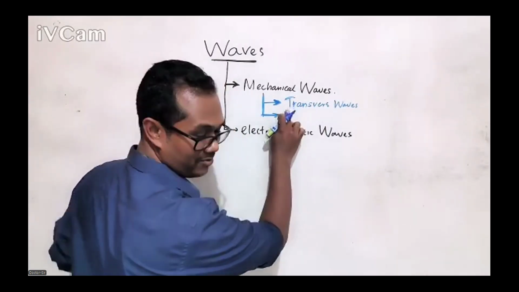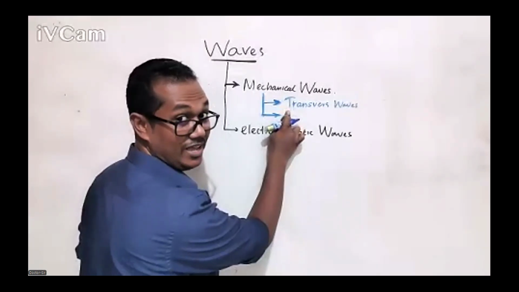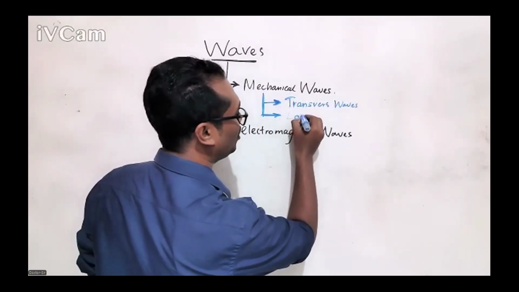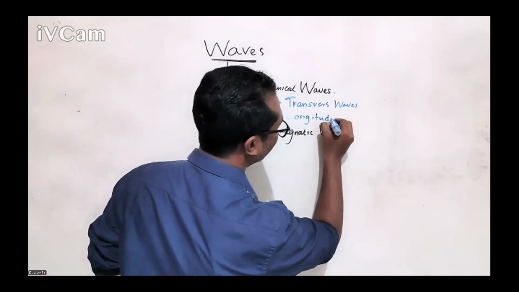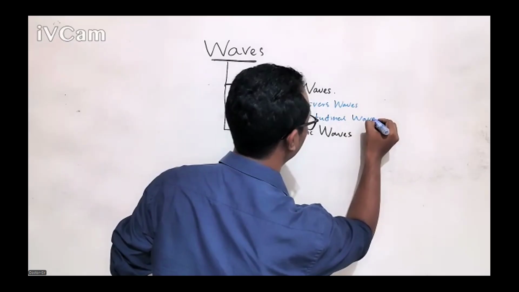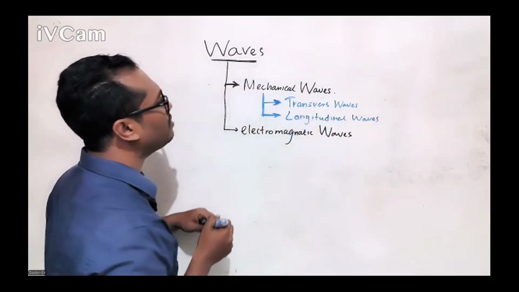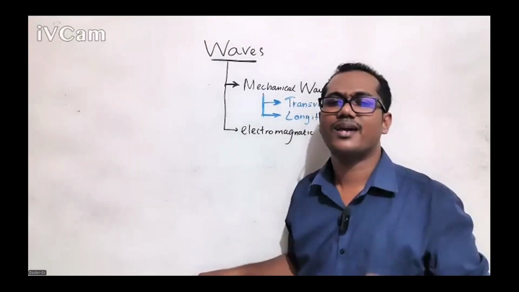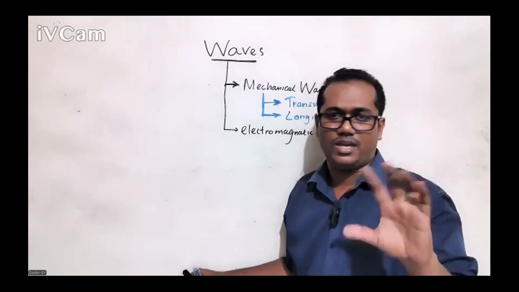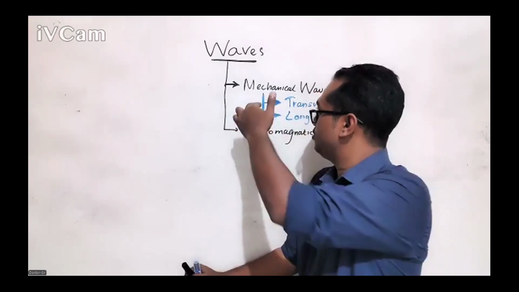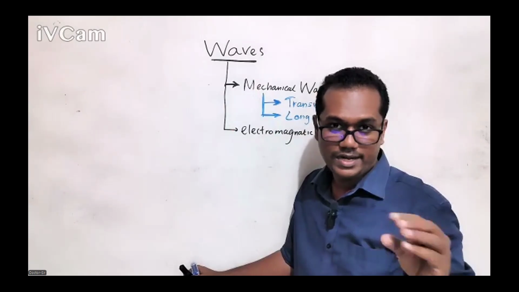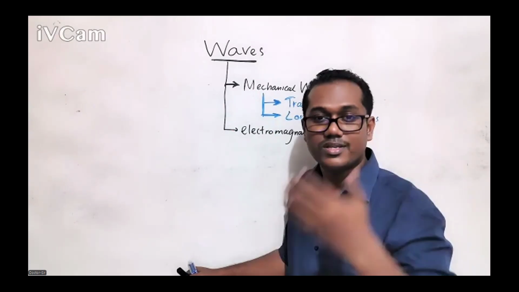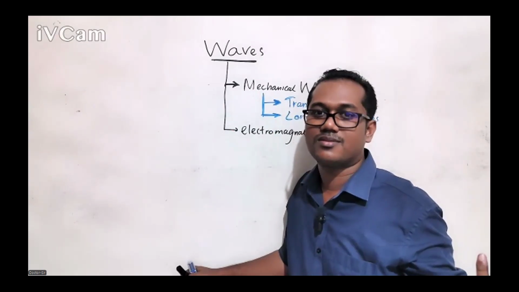Transverse wave, and then another one is the longitudinal wave. We already discussed how these wave patterns originate. So tell me, what is a mechanical wave? What is the important property of a mechanical wave? We divided waves into mechanical and electromagnetic depending on one factor. What is that factor?